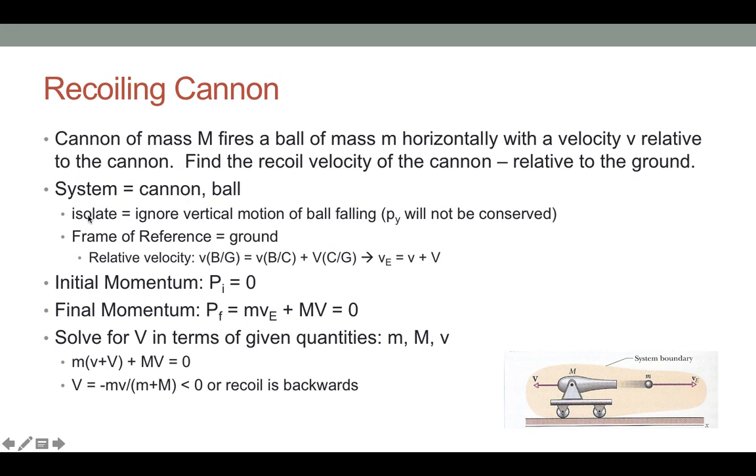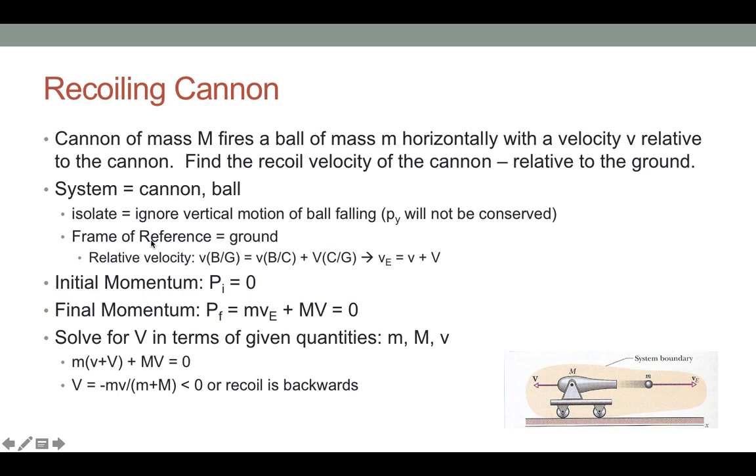It will be closed. We'll also treat it as isolated because although there will be a vertical force, namely gravity pulling the cannonball down, that will mean that the y component of the momentum will not be conserved. We're only going to worry about the horizontal or x component, and there are no external forces acting in the x direction, only in the y direction.